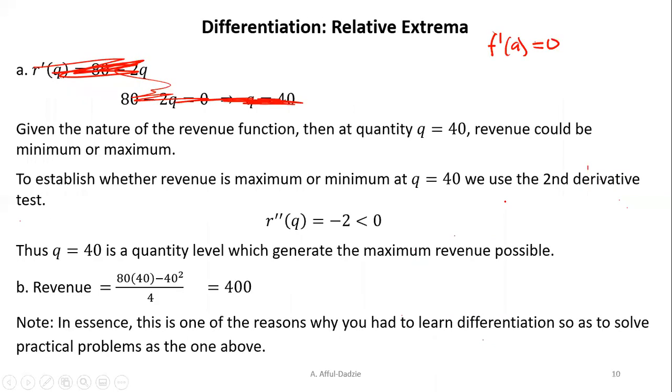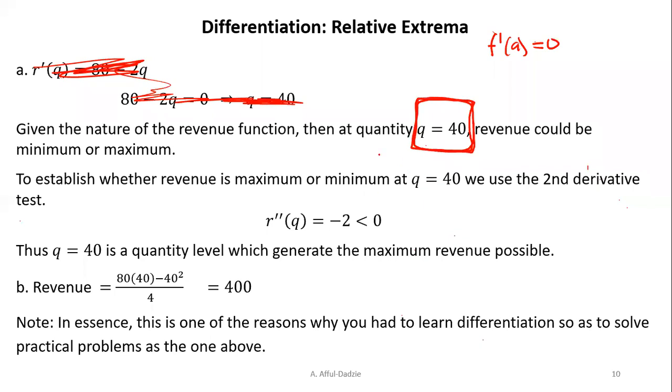Okay, so we had the quantity to be 40. So the quantity that gives us the possible highest revenue is 40, but we need to be sure if that is true. So let's be sure whether it's actually a maximum or a minimum.